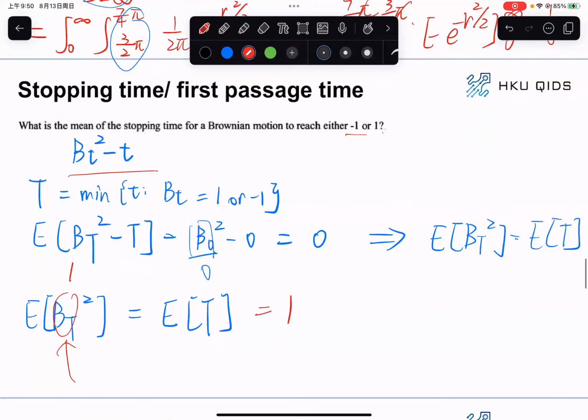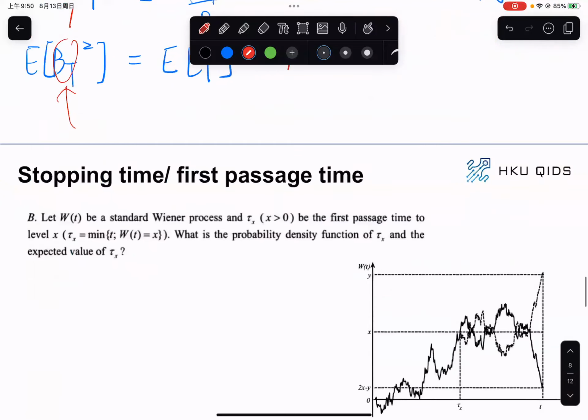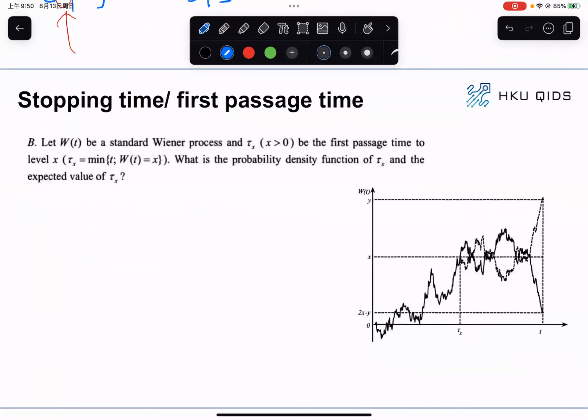Okay, now let's go to the next one. The next one, again, we are going to see our old friend, which is the reflection principle.